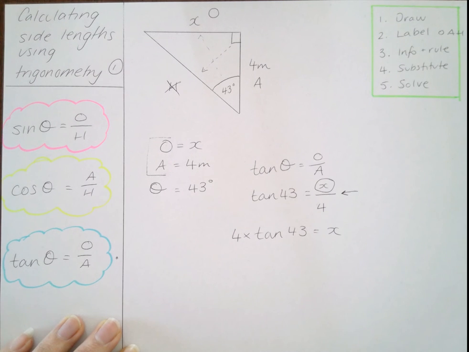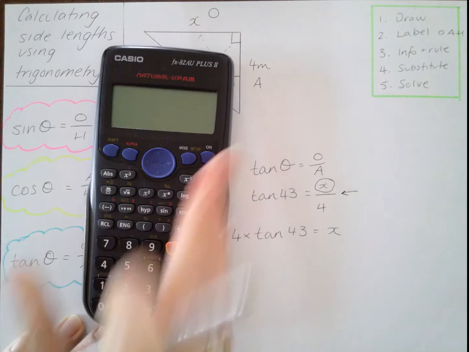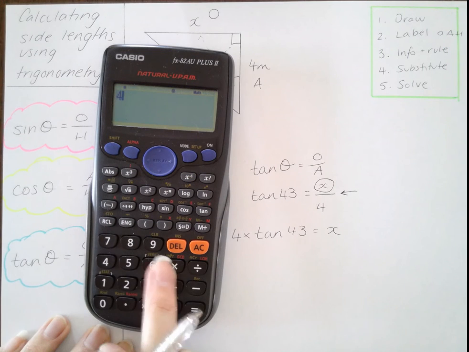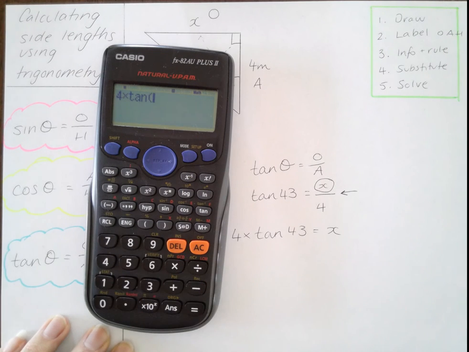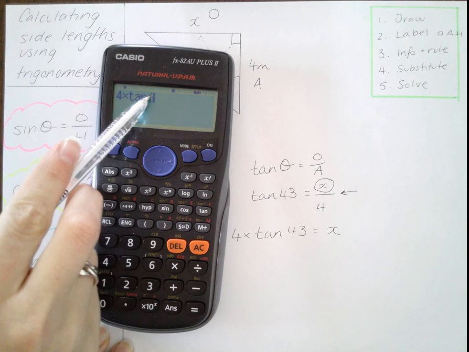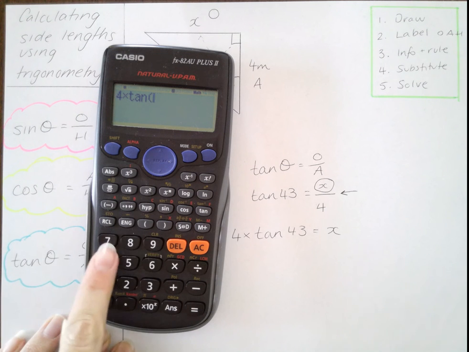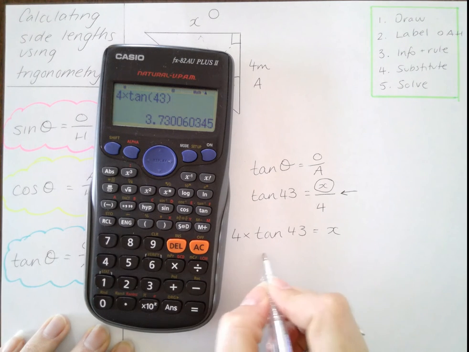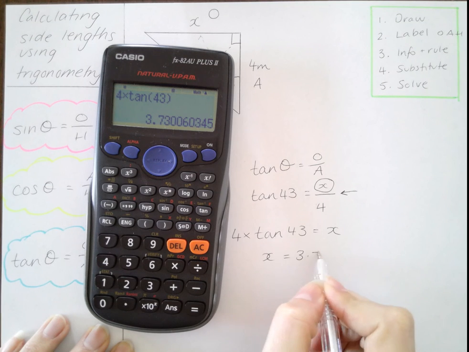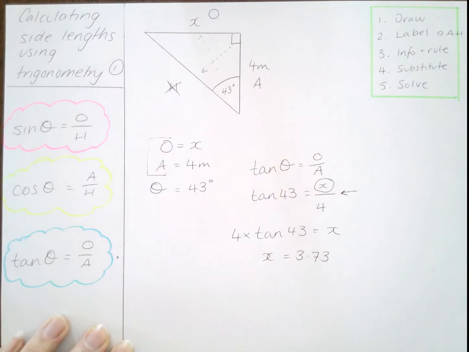Now we're at the point where we can actually push that into our calculator. So 4 times, we're going to hit our tan button. We can see that it's going to open brackets for us, and we can put 43 in and shut the brackets and press equals. So our X value equals 3.73. We're finding a side length, so it's very important we put our units, and in this case it's meters.